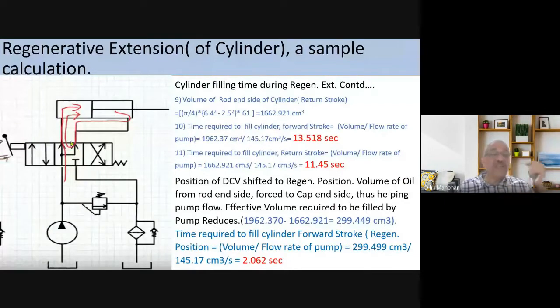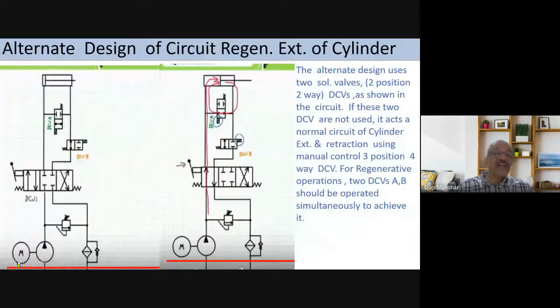My center position is the regenerative method. Here I have shown you the third slide. We have shown an alternate design of the regenerative method using a different configuration rather than the regenerative method in the center position.